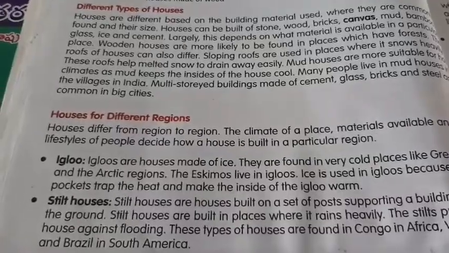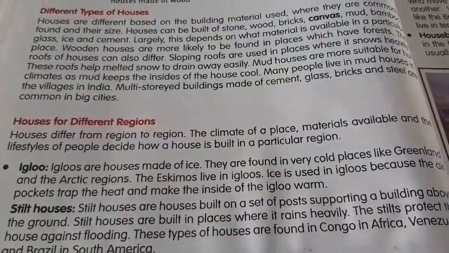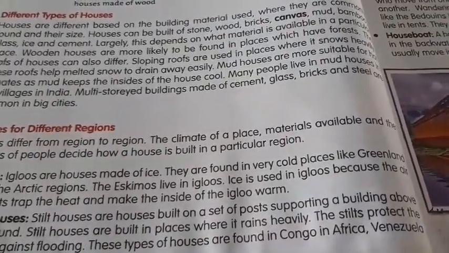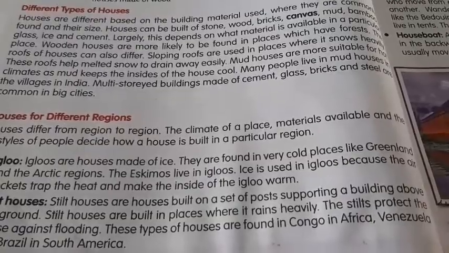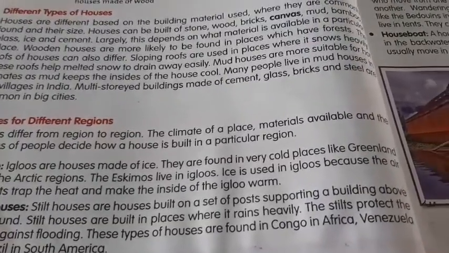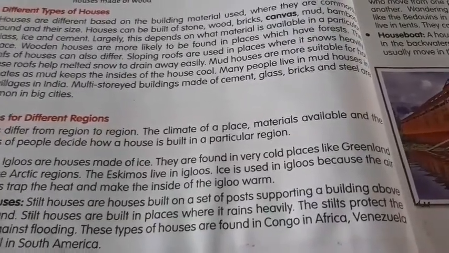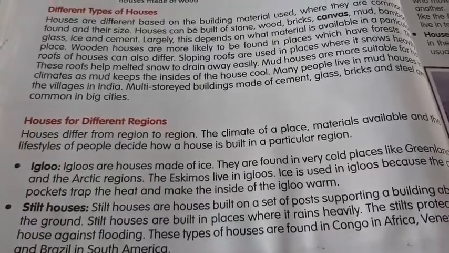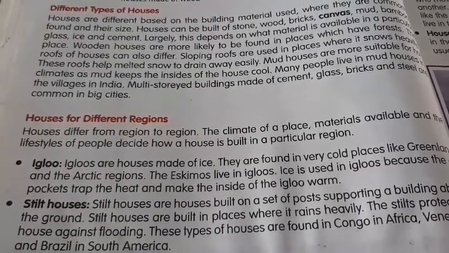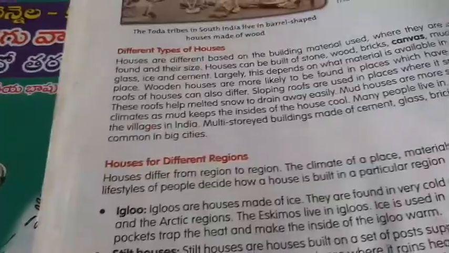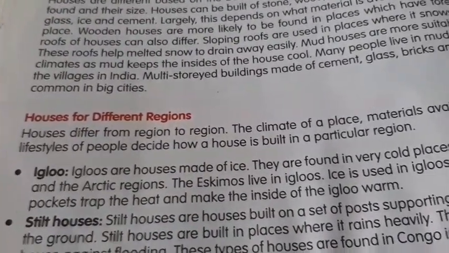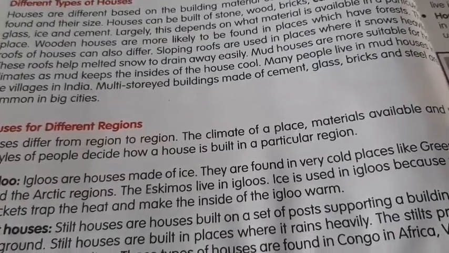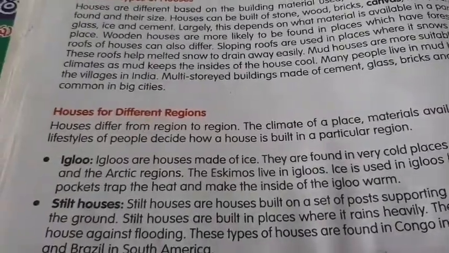Yes. Next one, see. The first one is the igloo. Igloos are houses made of ice. They are found in very cold places like Greenland and the Arctic region. The Eskimos live in igloos. Who live in igloos? Eskimos. Ice is used in igloos because the air pockets trap the heat and make the inside of the igloo warm. Children, what happens when you are keeping ice together?